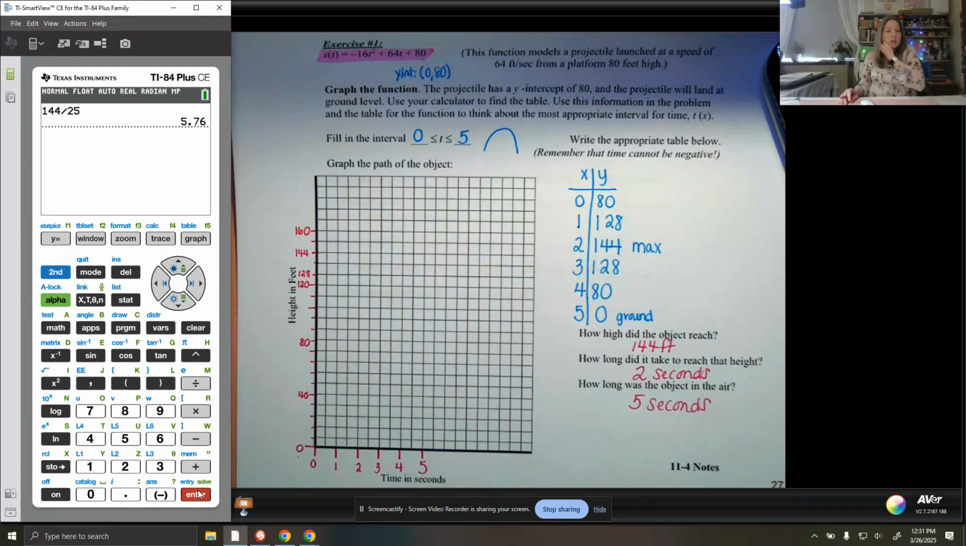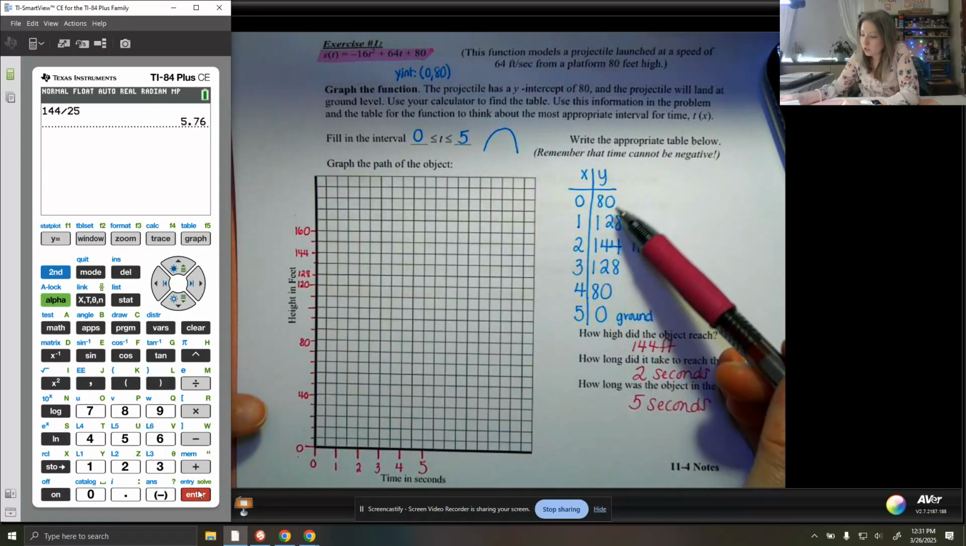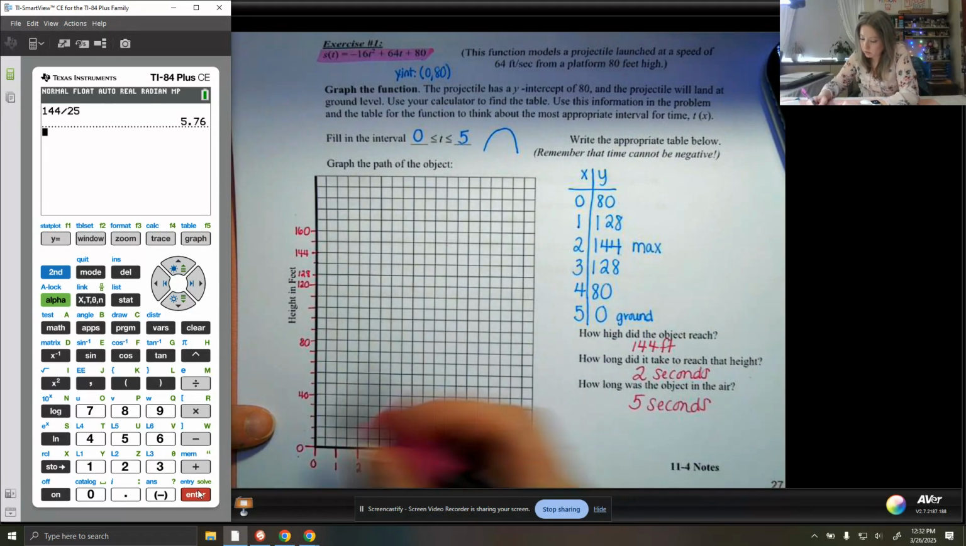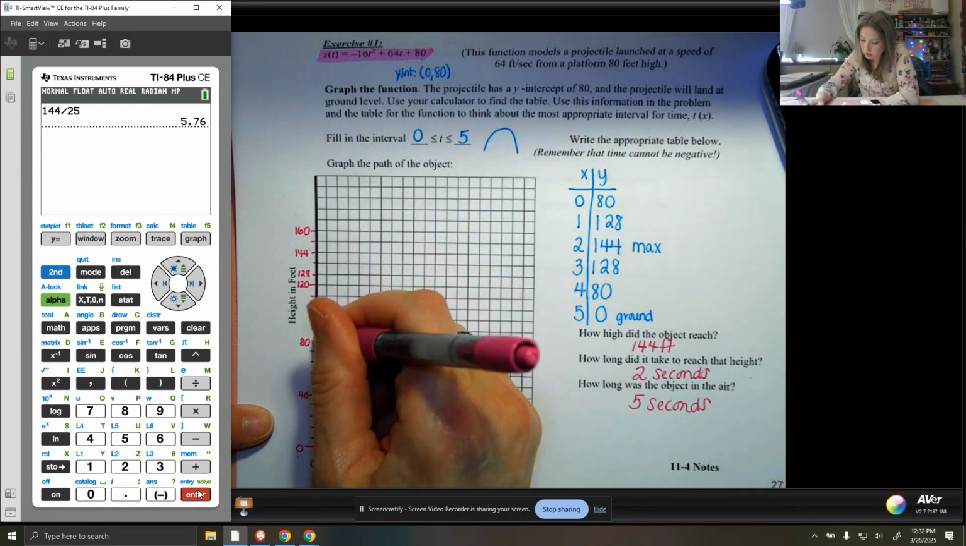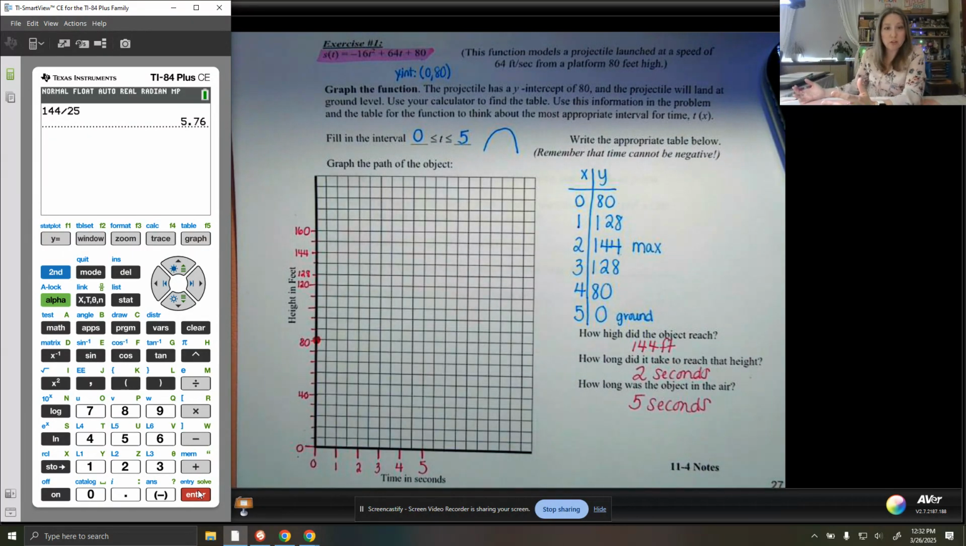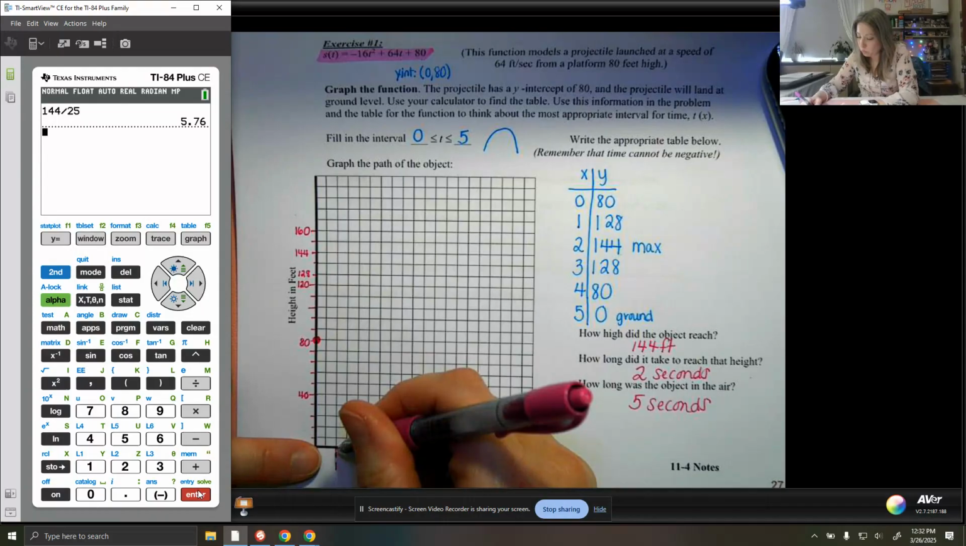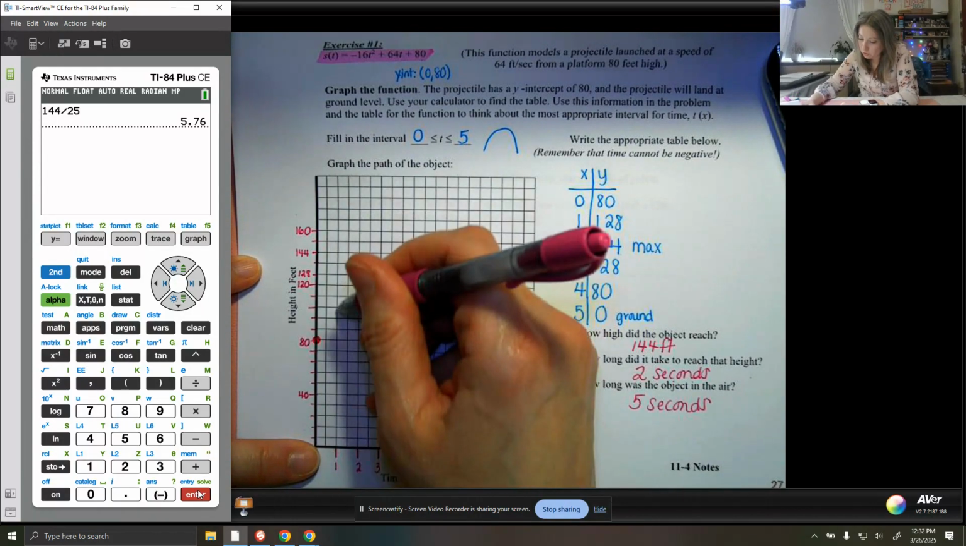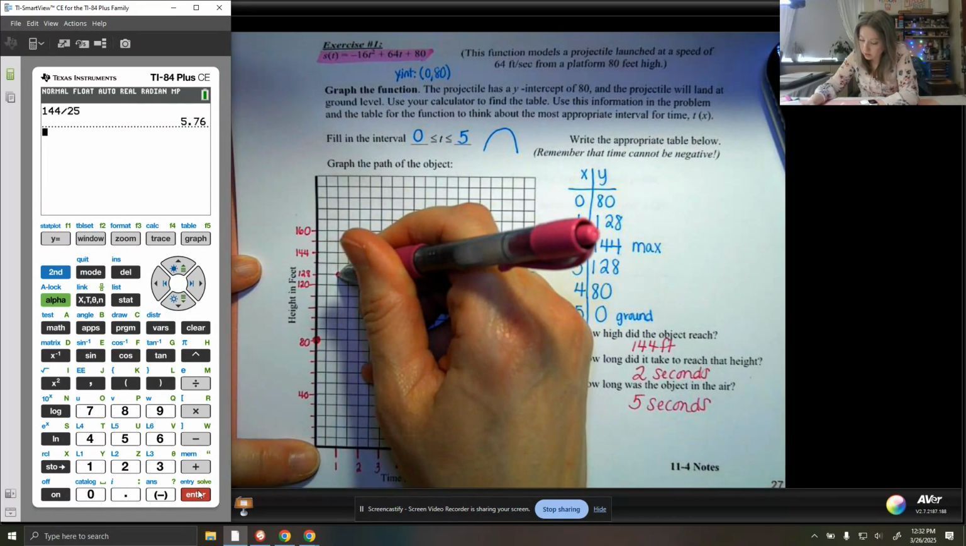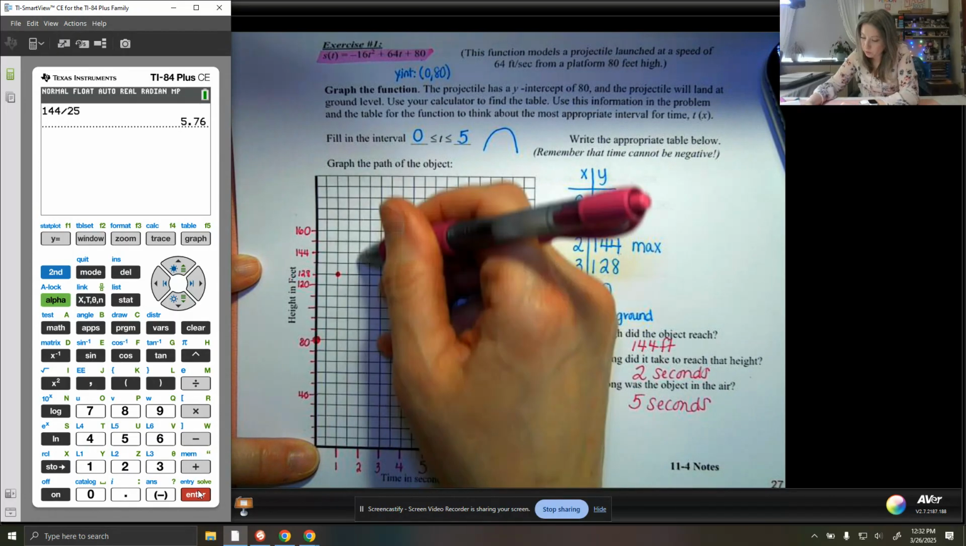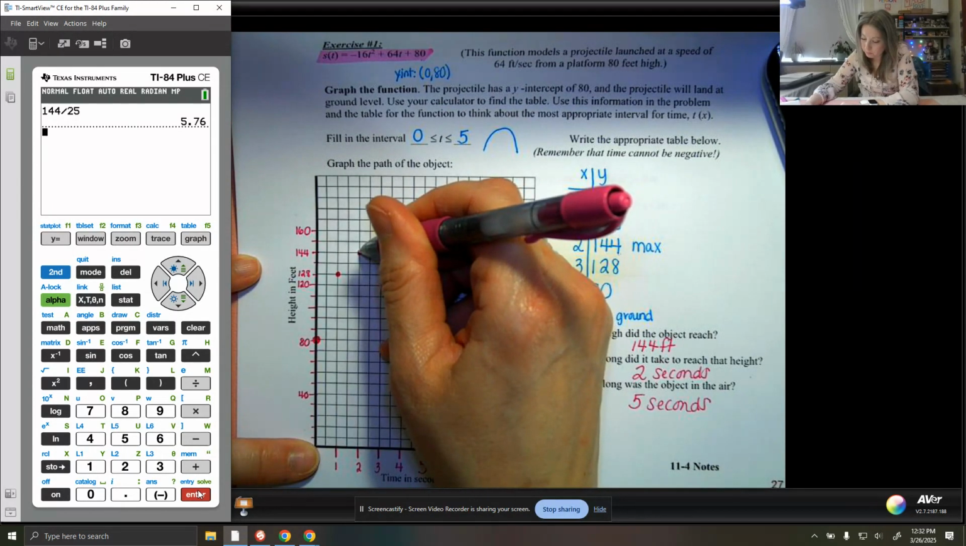There we go. Just again, so that I have enough space that I'm really seeing what's happening here. Okay, so (0, 80). There's my y-intercept. That's the height of the platform I started on. After 1 second, we were up to 128 feet in the air. At 2 seconds, we hit our max at 144.